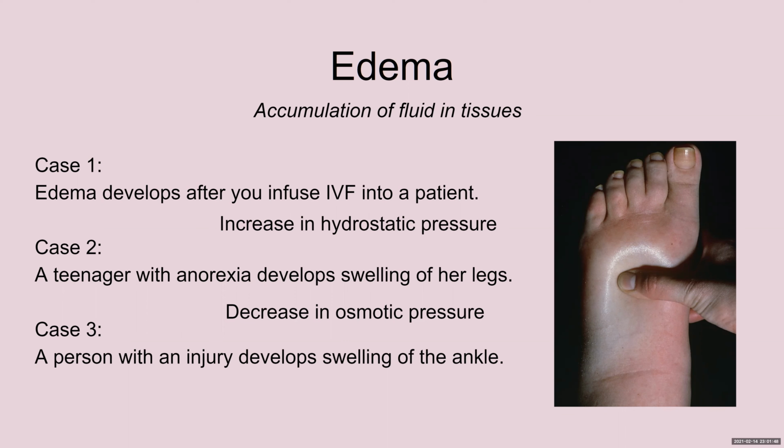So a person with injury develops swelling of the ankle. What mechanism resulted in the edema in this case? So an alteration of endothelial cell integrity. So anytime you get a question about edema or effusion, you really only have to know the direction of 3 factors, right? Was there a change in the hydrostatic pressure? Was there a change in the osmotic pressure? Or was there an alteration of the endothelial cell integrity? And that's it.